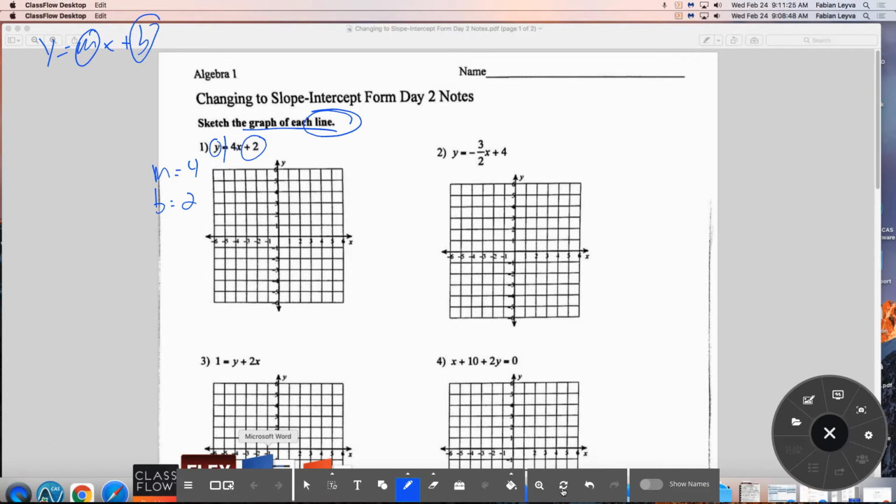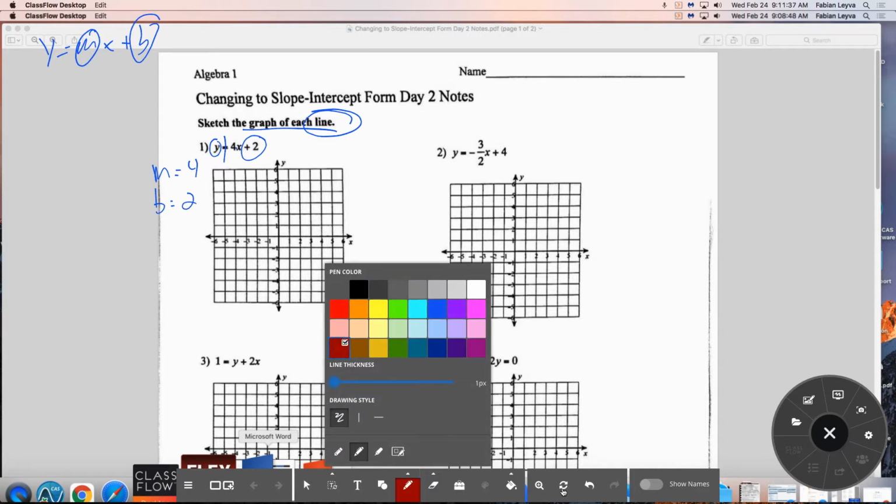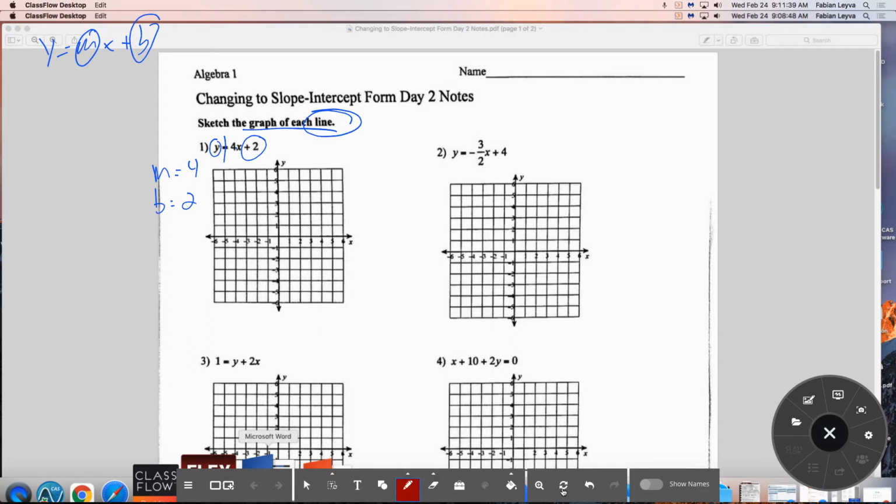Now, I know it doesn't say to identify the slope and the y-intercept, but I want you to do it for all these problems and also on your guys' homework. So make sure that you do that. All right, so I believe that the blue is step one. Step one is identifying if you have slope-intercept form, so that way you can recognize or identify the slope and the y-intercept. Now you have to use it.